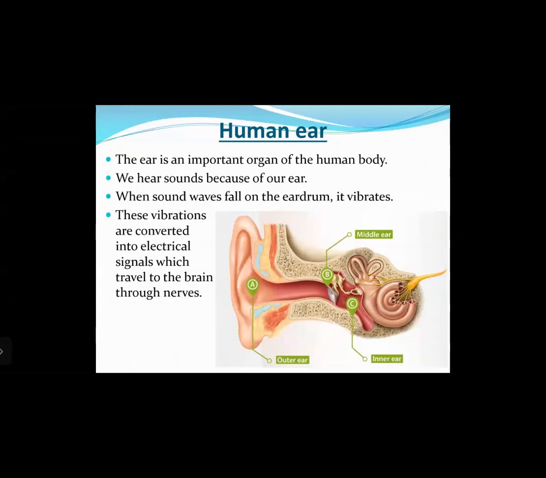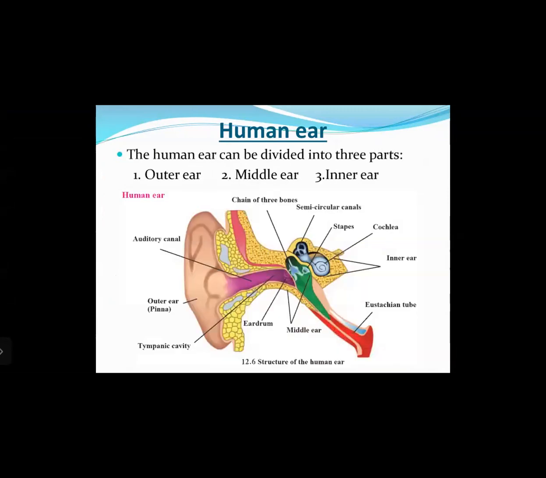We hear sounds because of our ear. When sound waves fall on the eardrum, it vibrates, and these vibrations are converted into electrical signals which travel to the brain through the nerves. Now, let us see the three parts of the human ear.